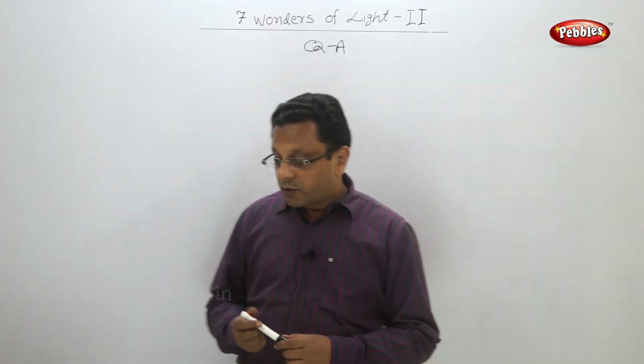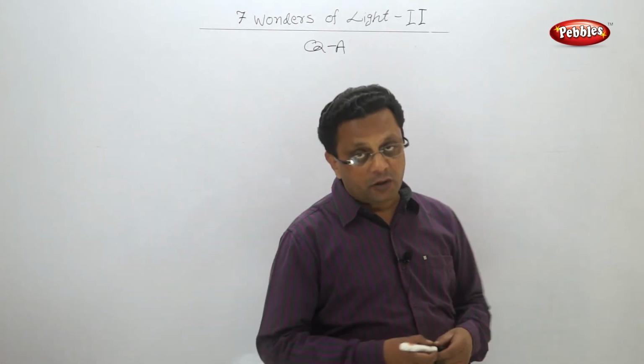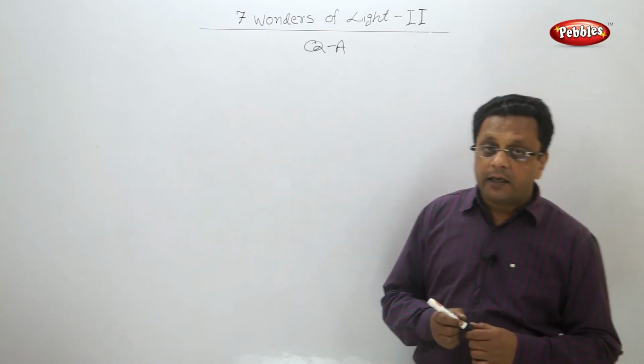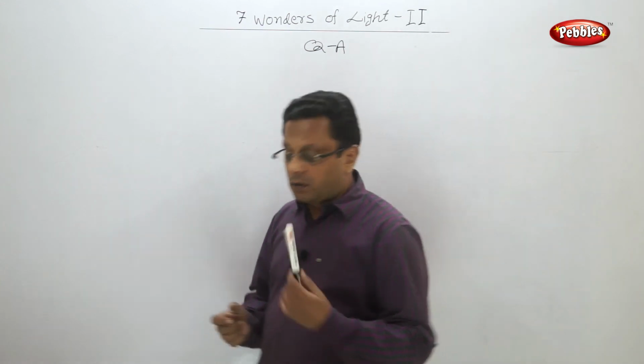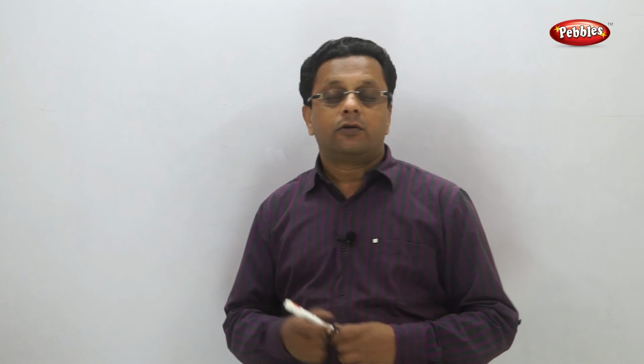Next, define the refractive index of the second medium with respect to the first medium, or what is meant by refractive index. This question appeared for 1 mark in the October 13 exam. Very simple. You have to write the definition of refractive index. Either it is the refractive index of the second medium with respect to the first medium, or the first medium with respect to the second medium, whatever it is, it is sin i upon sin r, or the velocity through the first medium upon the velocity through the second medium.